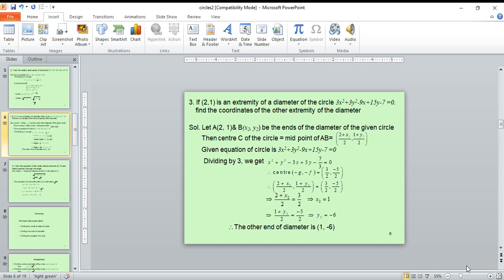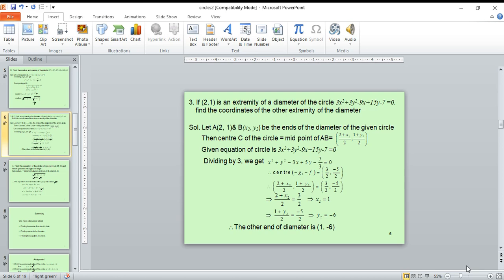Then the center is minus g comma minus f. Minus of g, g equal to minus 3 by 2, so minus into minus gives plus 3 by 2. Minus of f, but f equal to 5 by 2, so minus 5 by 2. So the center of the circle is the midpoint of the diameter: 2 plus x2 by 2 comma 1 plus y2 by 2 equal to the center, which is 3 by 2 comma minus 5 by 2. Compare this: 2 plus x2 by 2 equal to 3 by 2.